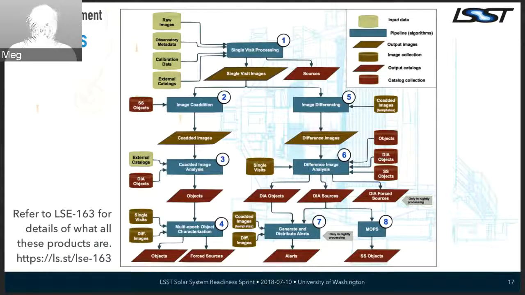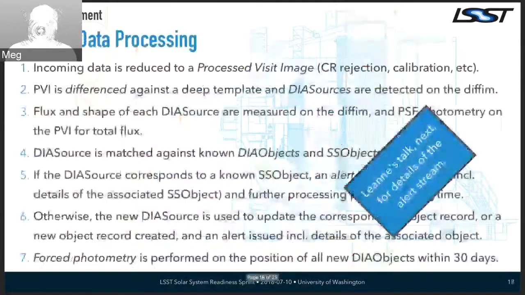So if we detect a source on an image that we can't associate with anything known, we'll create a new object to represent it. But object is astronomy. Source is something we found on an image. But to clarify, if it's a moving object, it will not have a DIA object associated with it. It'll have a solar system object, but there will be no DIA object.